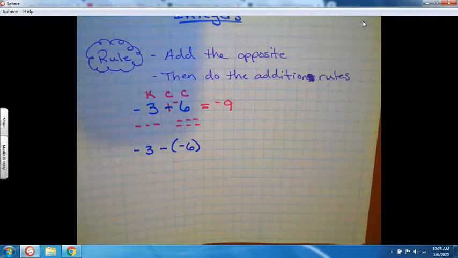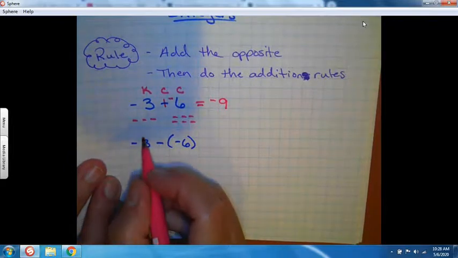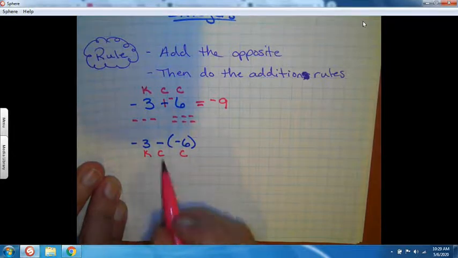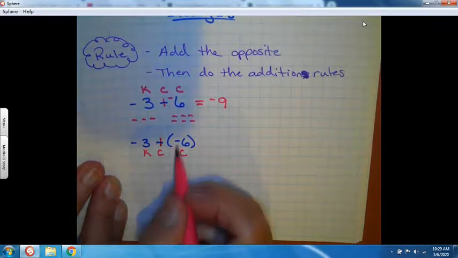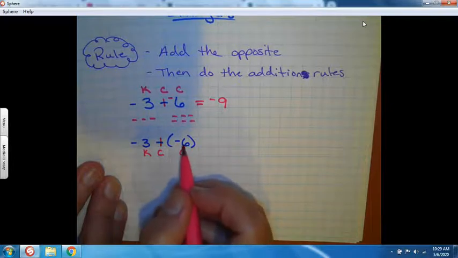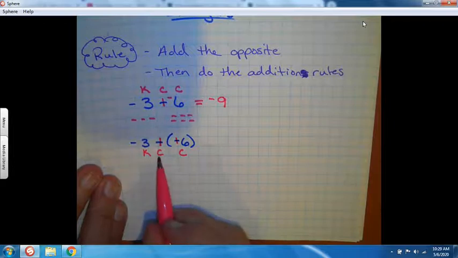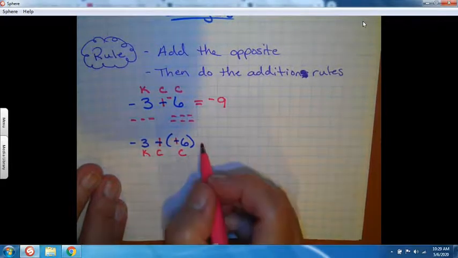All right, now get your magic wand. Boom. We hate to subtract, so don't. We keep, change, change, or add the opposite. What's the opposite of negative 6? Positive 6. Boom. So we change this, we change that. Now we simply follow the addition rules.